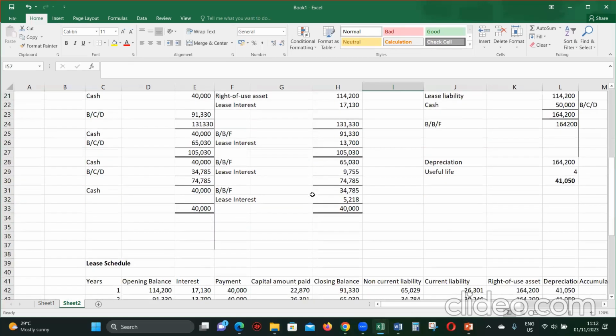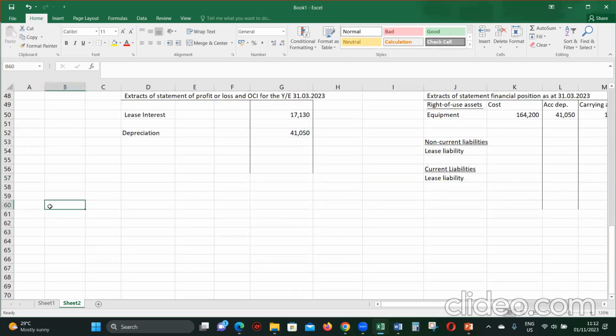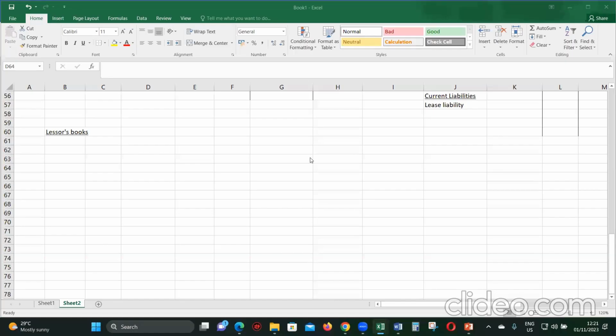Okay. Now, next one, we'll move on to what? We'll move on to lessor's books. Okay, so when it comes to lessor's books, as I mentioned earlier, before you record your transactions in the lessor's books, you need to decide whether a lease is a finance lease or operating lease, right? As we discussed. Now, in this case, this is what? Finance lease or operating lease? This is a finance lease, not an operating lease.